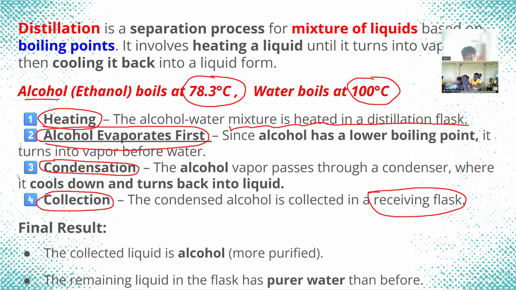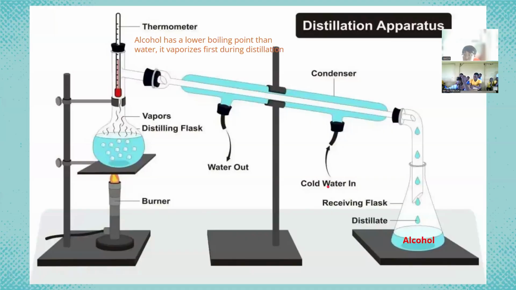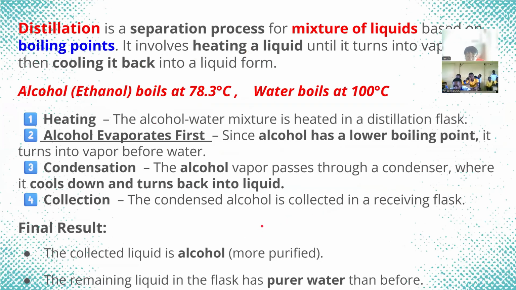So if we look at here and go back to this picture, left is the heating step. And on the top here is the boiling step. In the middle is the condensation step. And on the right is the collection step. So the final result is that on the right, the collected liquid is alcohol, since only alcohol was evaporated, and the remaining liquid in the left flask is the pure water.